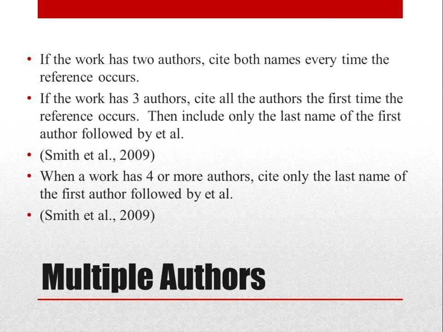If the work has two authors, cite both names every time the reference occurs as an in-text citation. But if the work has three authors, you only need to cite all the authors as an in-text citation the first time the reference occurs. Then you only need to include the last name of the first author, followed by et al. after that. When a work has four or more authors, only cite the last name of the first author, followed by et al.